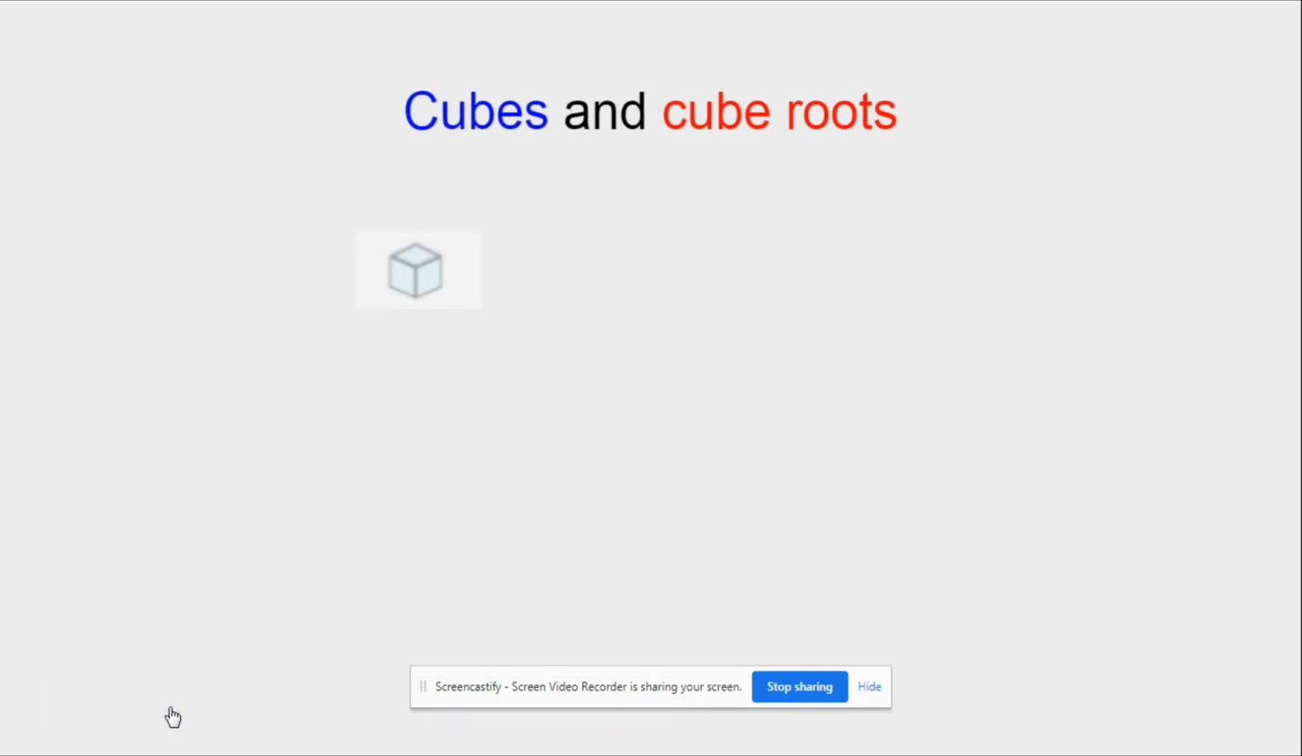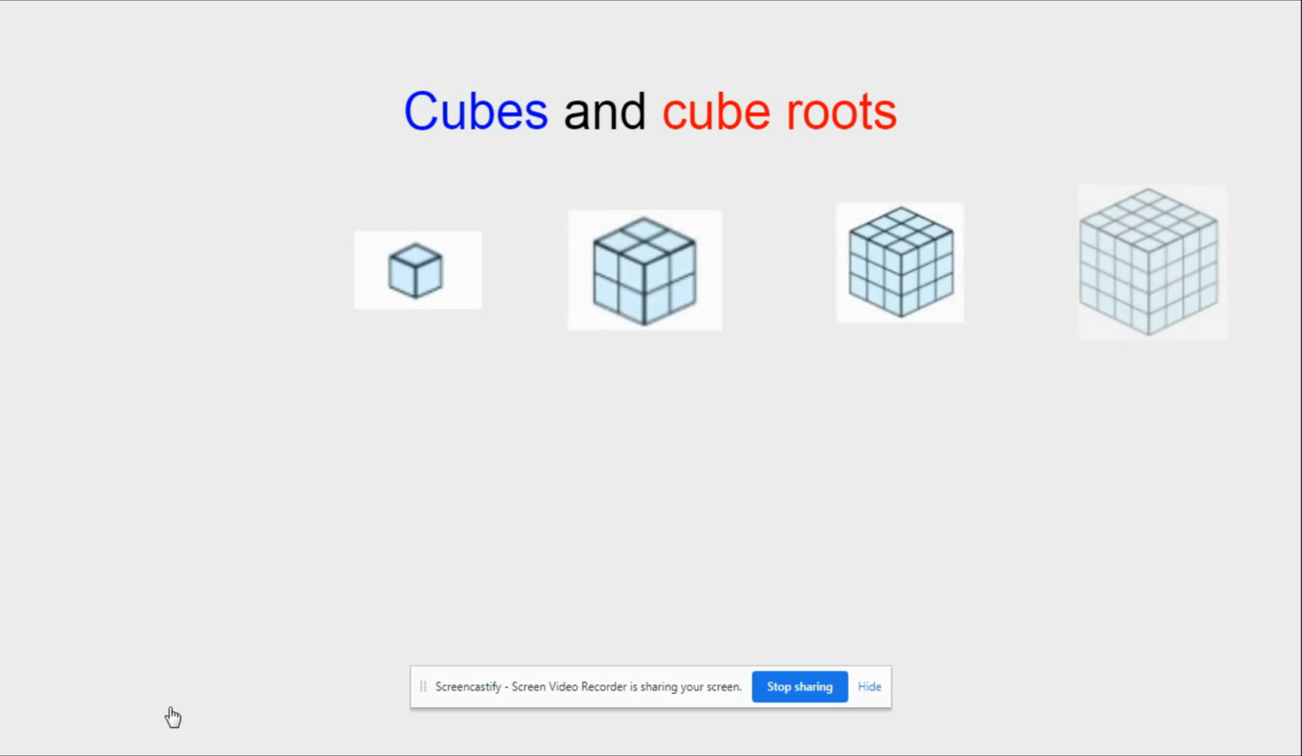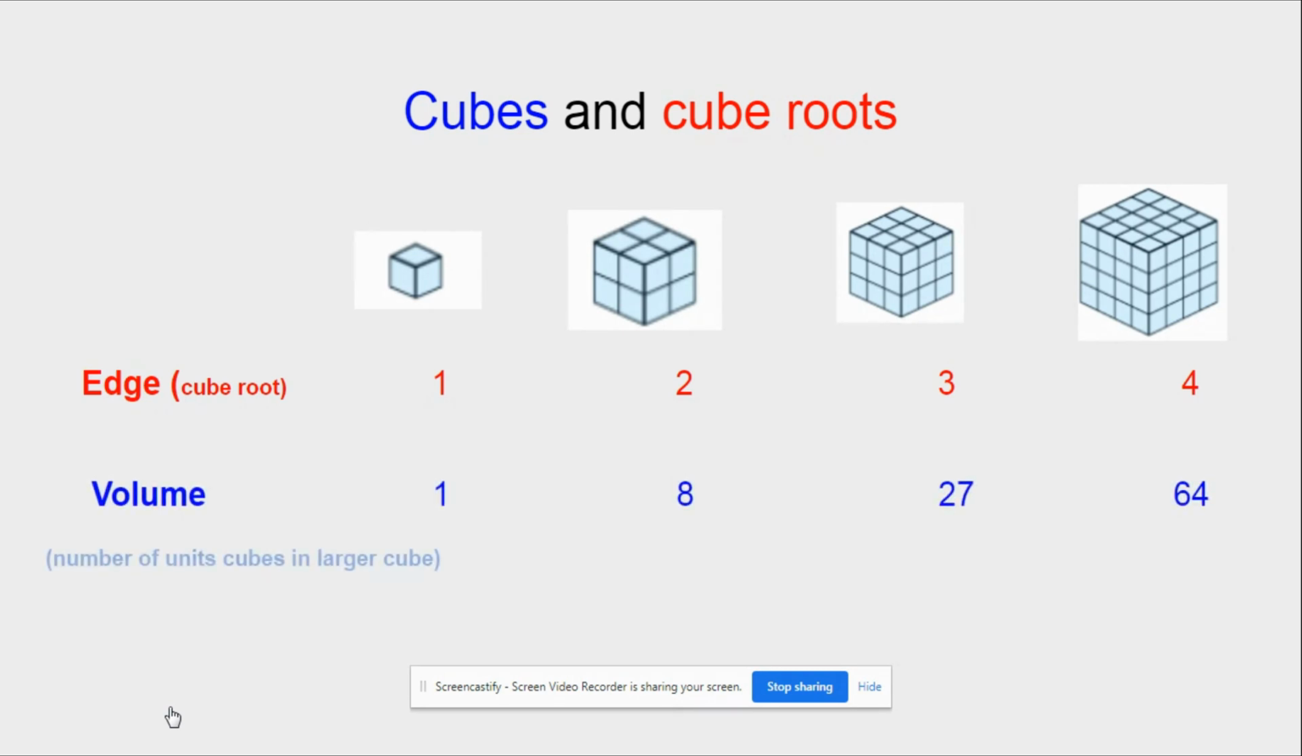Cubes and cube roots. Let's look at 4 different cubes. Notice that the edges on each cube are different. Using that edge, we can calculate the volume.